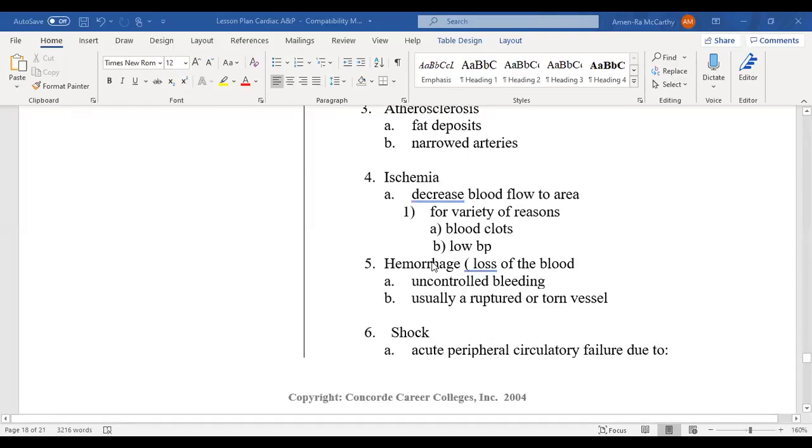Ischemia. Ischemia is another vascular disease. What did we say ischemia was? Lack of blood to an area, a decreased blood flow to an area. That is ischemia. It can happen for a few reasons. Blood clot. If you have a blood clot in the artery, then there is no blood flow distal to the clot. That means after the clot, there's no blood. So a lack of blood is ischemia.